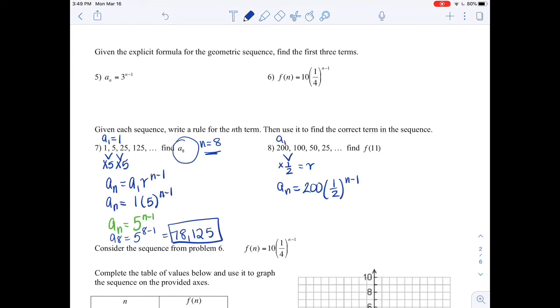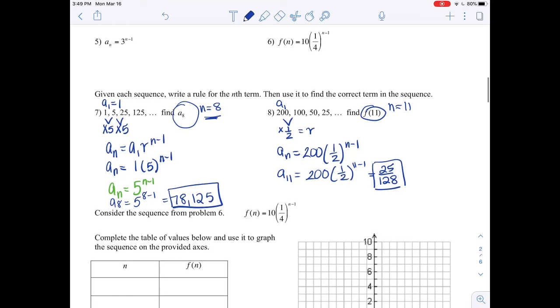That's something interesting about geometric sequences that you didn't see with arithmetic. These get really big really fast. Or if you take a look at the next one, you're doing 200 times 1/2 to the n minus 1 and plugging in n equals 11 this time. So when I find the 11th term, 200 times 1/2 to the 11 minus 1 comes out to be 25 over 128. Okay, you'll see this came out to be a pretty small decimal. You'll notice these functions get really big really fast or really small really fast.